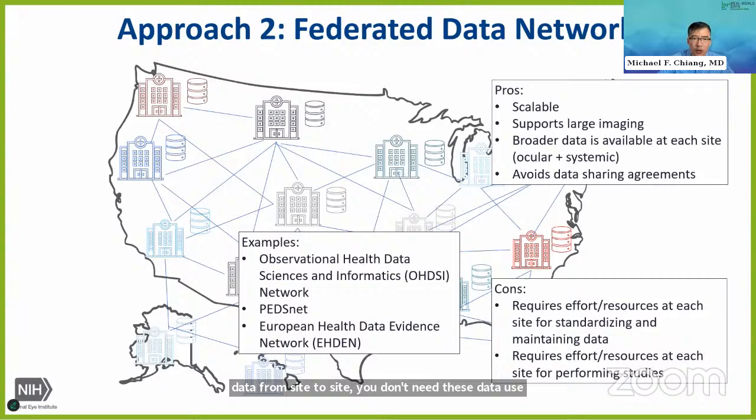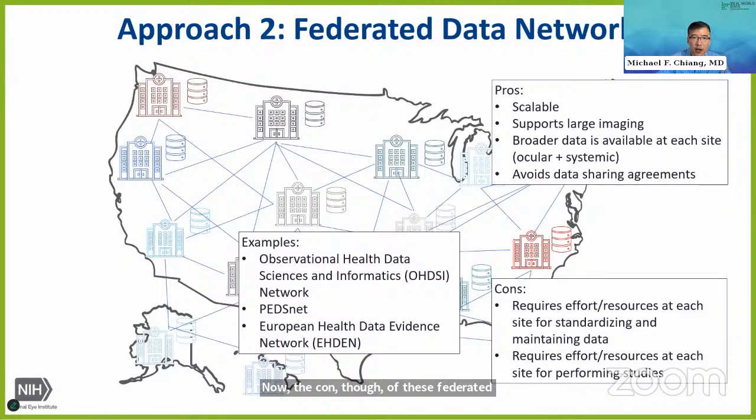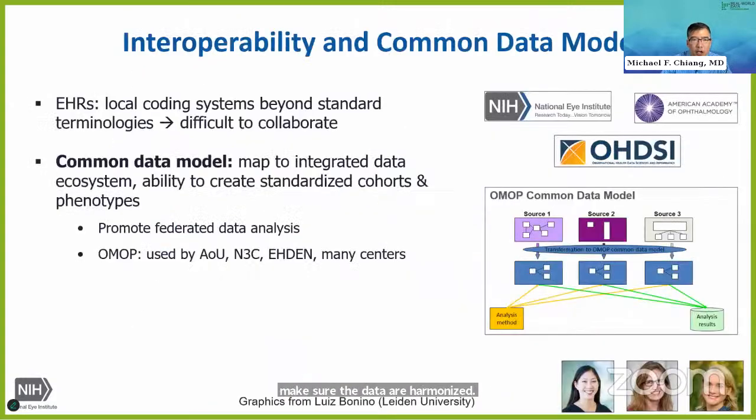Now, the con, though, of these federated networks is that because you're not sending data back and forth and analyzing in parallel, it's really, really critical to make sure the data are harmonized. Okay, and that's what I want to talk about here, interoperability and common data models. Okay, the reality is that electronic health records are not harmonized. Okay, two Epics don't really talk to each other, and that makes it really, really tough to collaborate. Okay, and we've spent about 2+ years at the National Eye Institute working with the AAO and others to try to create this common data model for ophthalmology.